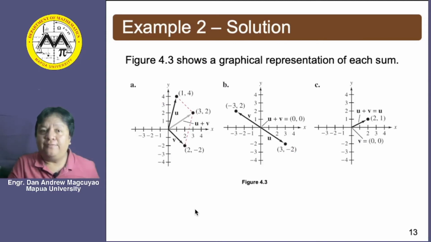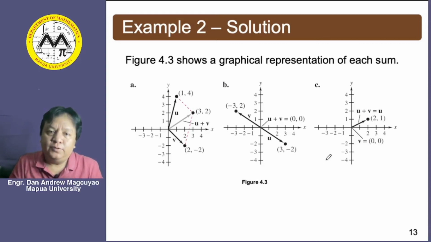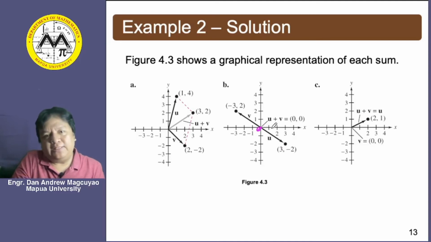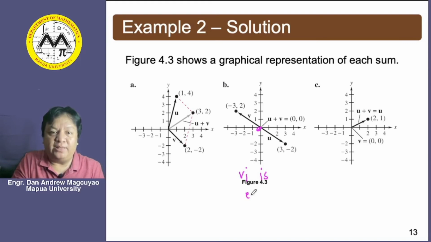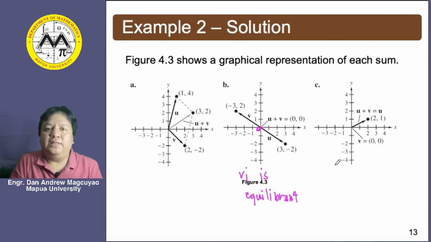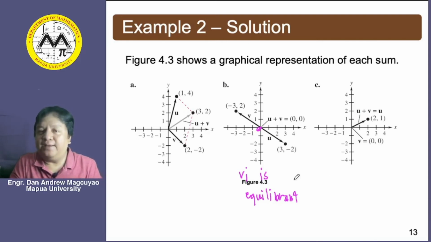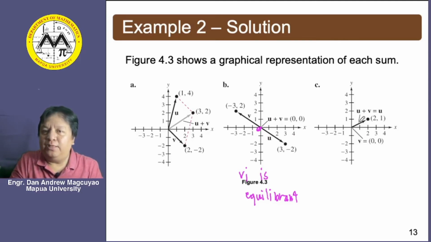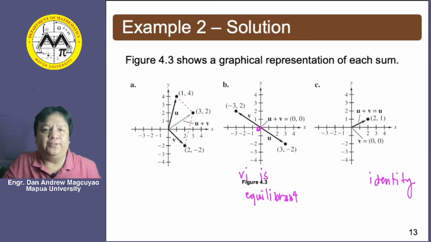These are the graphical representations of the sum of two vectors. For this one, the result is 0. We can say that v1 is the equilibrant. This is the vector that we add to the second vector so that the sum is 0. While this one is the identity, it does not change the given vector, the original vector.